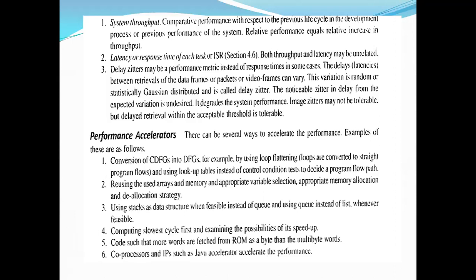The next one is performance accelerators, which convert the control data flow graph by means of various abstractions to perform some computational calls. This involves reusing memory, appropriate variable selection, and using a stack of data structures in a feasible queue for a list of selections. We compute the slowest life cycle, and we have to fetch multiple bytes from RAM and ROM. The coprocessor is used as an additional processor for work not done by the main processor, so we can use some coprocessors.